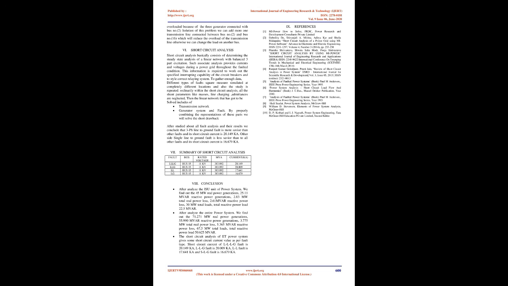After studying all fault analysis and their results, we conclude that the 3-phase line to ground fault is more severe than other faults and its short circuit current is 20.149 kA. On the other side, the single line to ground fault is less severe than all other faults and its short circuit current is 16.679 kA. 7. Summary of short circuit analysis.